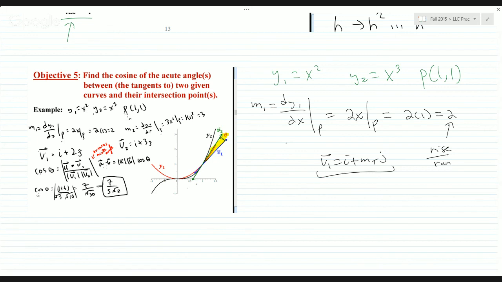Where did they do it? There were plus or minus I plus 2j. I don't understand why they did it, but they did. So I don't see a plus or minus on here though. What are you guys looking at?